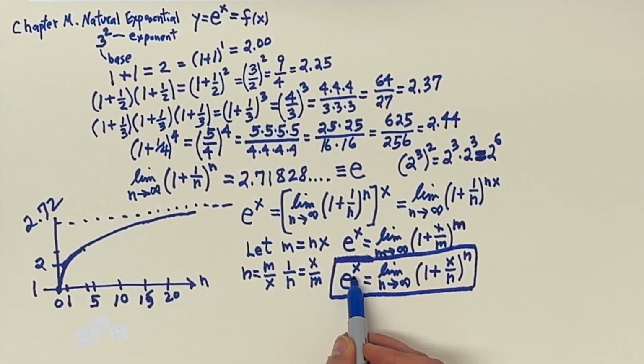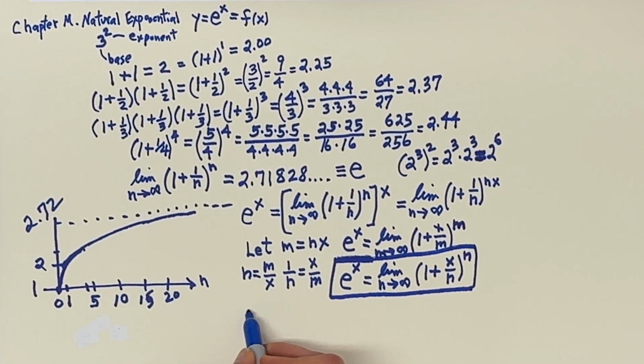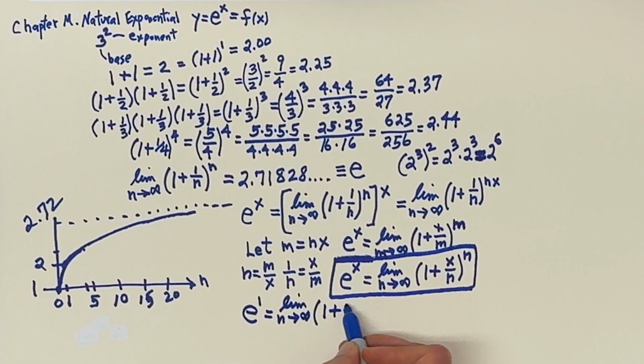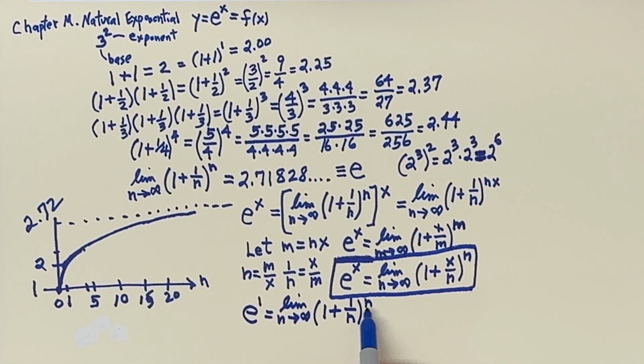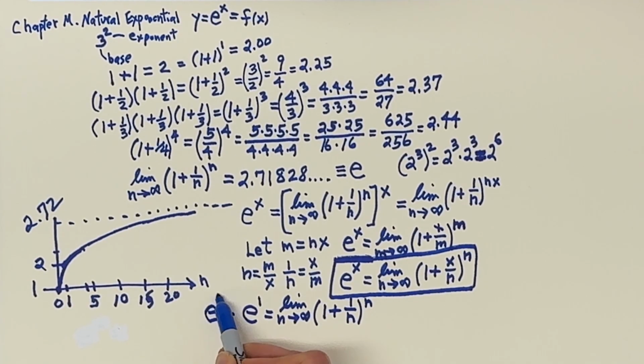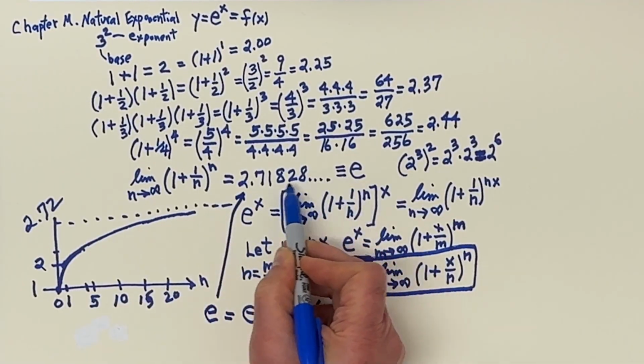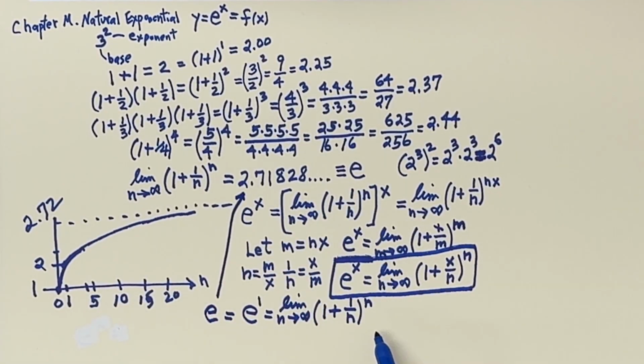So if I let x equal to 1, so I have e to the first power, I would have the limit as n goes to infinity of 1 plus 1 over n to the nth power, and that would have to be e, and that's what I have up above here, the definition of e. So everything works out nice.